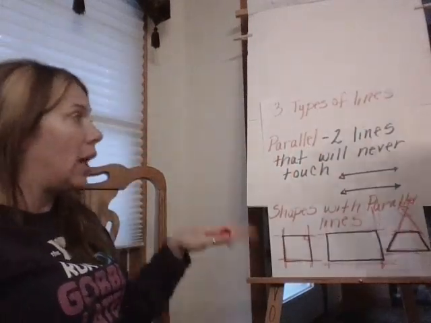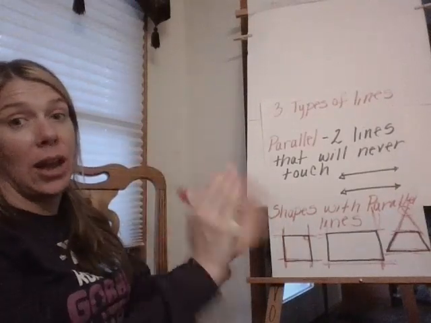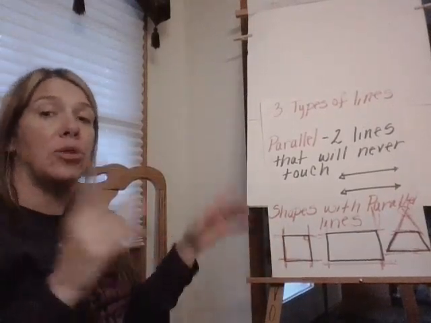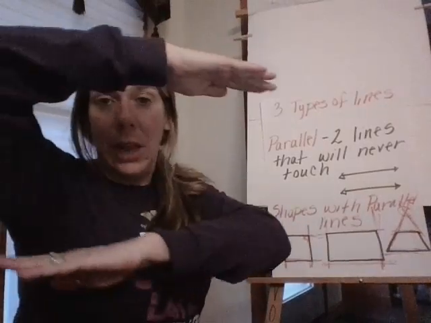So parallel lines are two lines that will never touch each other no matter how far they go. Sometimes when you're looking at shapes, you have to extend those lines and make sure they're never going to touch. Motion for parallel lines, this or this.